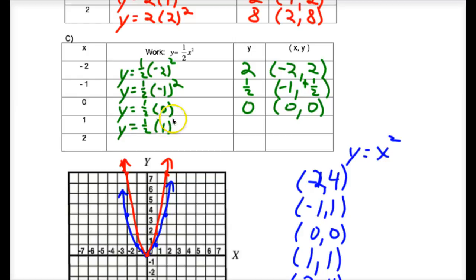1 squared, that's going to give us a half again. So 1, comma 1 half. And then at positive 2, what's half of 4? Is it 2 again? It's just positive 2 too. Okay. So, graph the green one. Negative 2, 2.